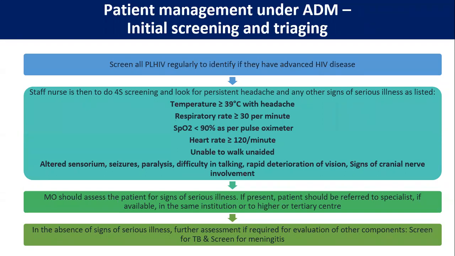If these things are there, the nurse immediately refers the patient to the MO, who confirms the presence or absence of serious illness. And if the patient is seriously ill, the patient is referred properly either in the institution or out of the institution based on the availability of specialty departments. And in the absence of signs and symptoms of serious illness, the patient is subject further for evaluation of other components like screening of TB and screening of meningitis.